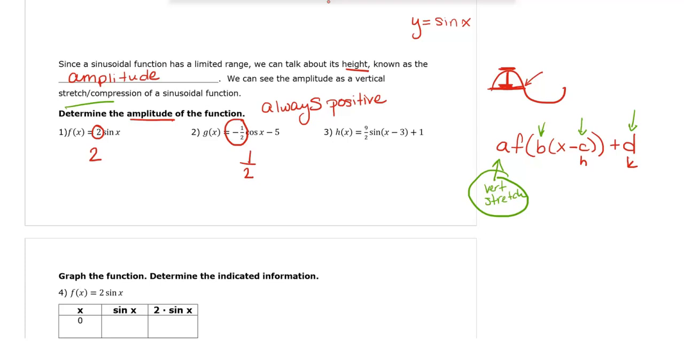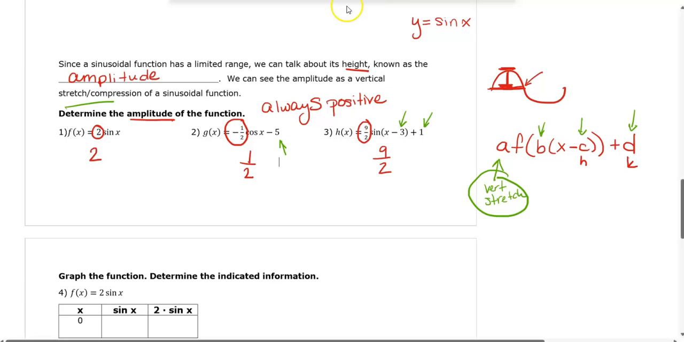Okay, right here, 9/2 sine times x minus 3 plus 1. Well, I got 9/2 right here. And I'm going to go ahead and just state right here, because these are side by side right now, I could say that this minus 3 means that I would be moving my graph to the right 3, and this plus 1 would be moving my graph up 1. That should be stuff that we should be familiar with. Likewise, right here, this would move my graph down 5. But these are things that we're going to get into later, so don't stress out about it right now.